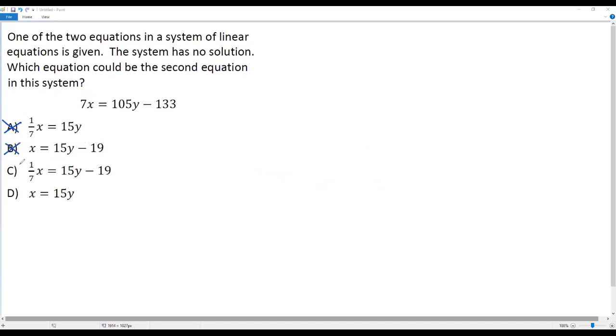Now let me consider the linear equation in answer choice C. The same thing, we have to get this one exactly in this format. That is, we have to make this one as 7x. For that, we have to multiply both sides of this equation by 49. Let me write the equation as it is. It is 1 over 7 times x equals 15y negative 19. Let me multiply both sides of this equation by 49. It is 49 times 1 over 7 times x equals 49 times 15y negative 19.